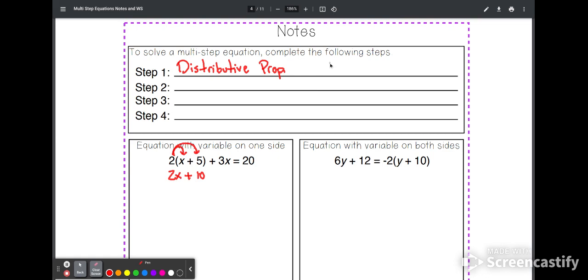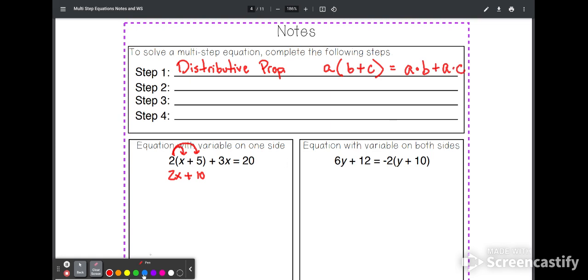So remember, distributive property is something that looks like you've got a number on the outside that's being multiplied by numbers on the inside. That would be a times b plus a times c.